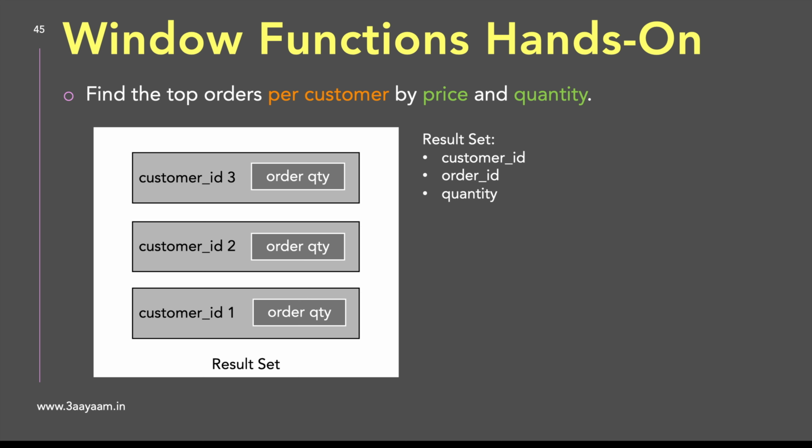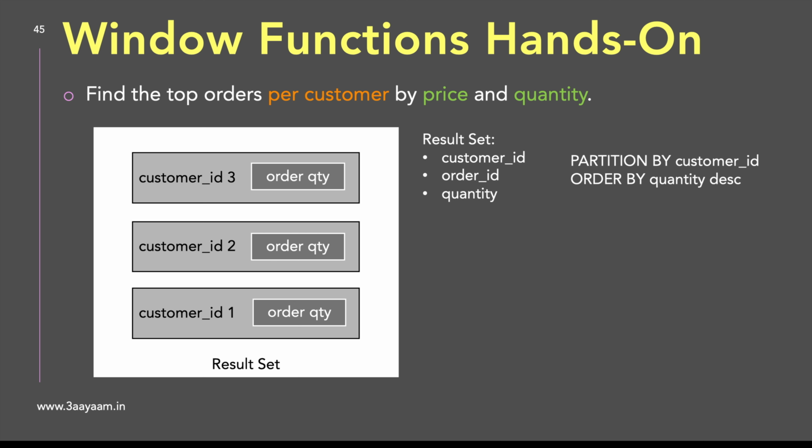That's the result set. And then the partitioning has to be done by customer ID, because we want to find out the top orders per customer. So that's what the partition by would be. And we want to order it by quantity. So the ordering column would be quantity. The partition by clause would contain customer ID and the order by clause would contain quantity. Quantity descending, because we want to find out the top orders.